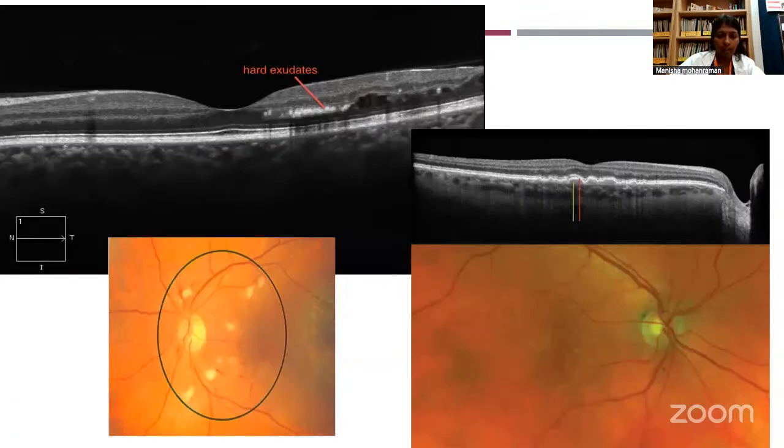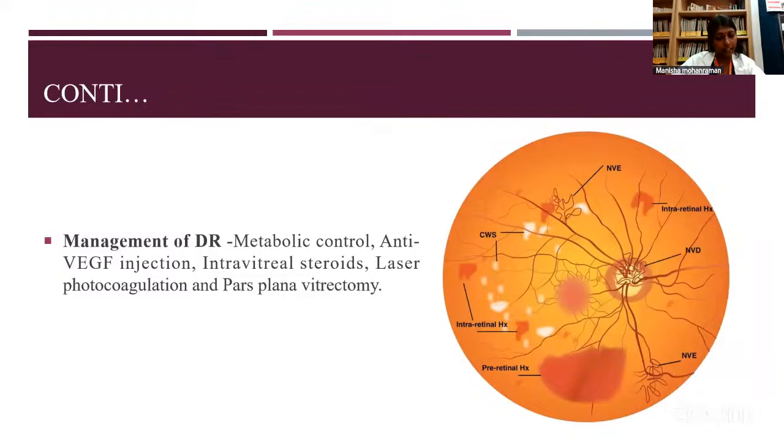This is the OCT image, and there will be hard exudates seen in the retinal layer. For the management of diabetic retinopathy, the patient has to control the metabolism, and next, for controlling the neovascularization, anti-VEGF injection is given, along with intravitreal steroids, laser photocoagulation, and pars plana vitrectomy in severe cases.